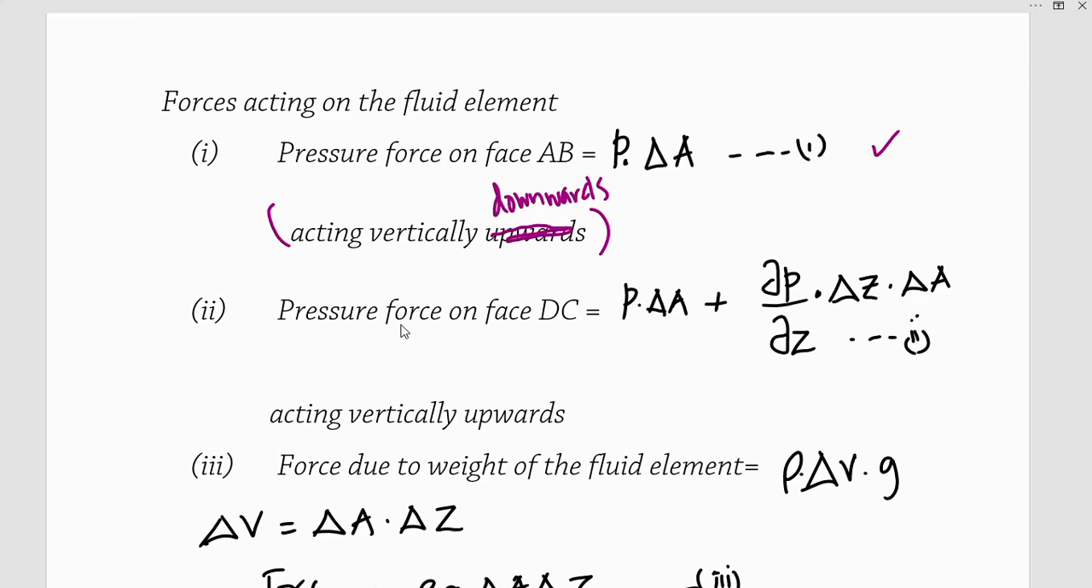Okay, we go to the pressure force on face DC. It is going to be P, because we said that pressure is felt down on face CD, times the cross-section area at CD, which will be delta A, since it is a uniform cross-section, plus the force due to the rate of increase of pressure, which is del P del Z times delta Z, times the cross-section area. This would give us the force on face DC, and this force acts vertically upward.